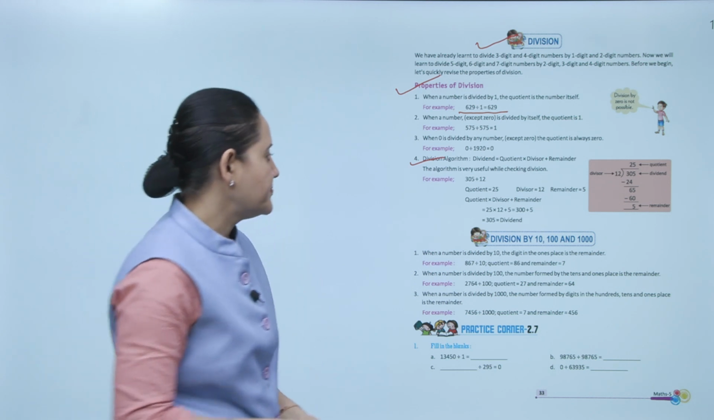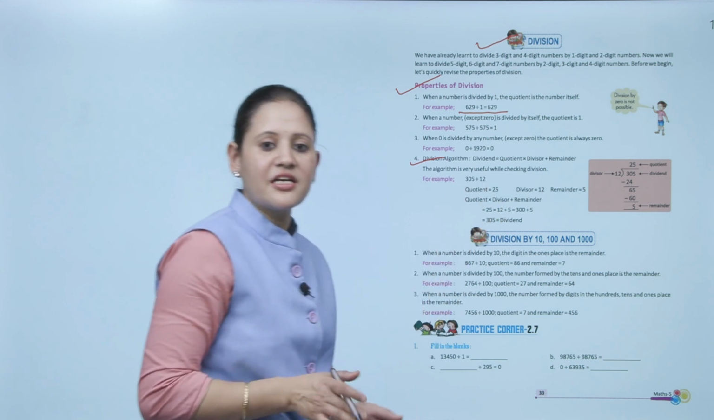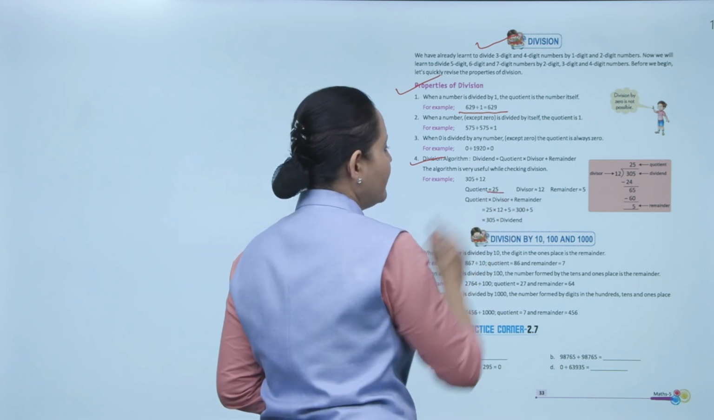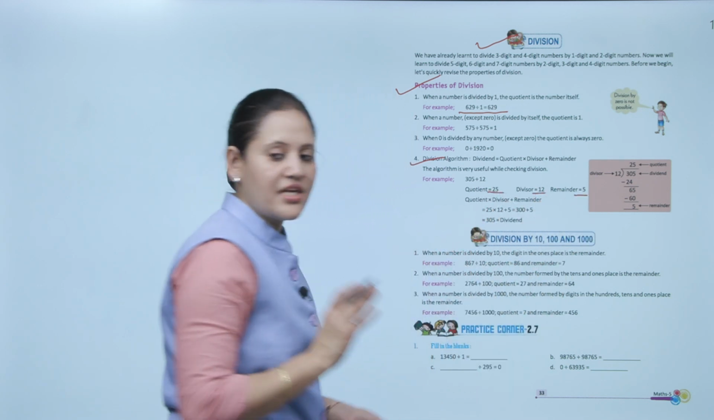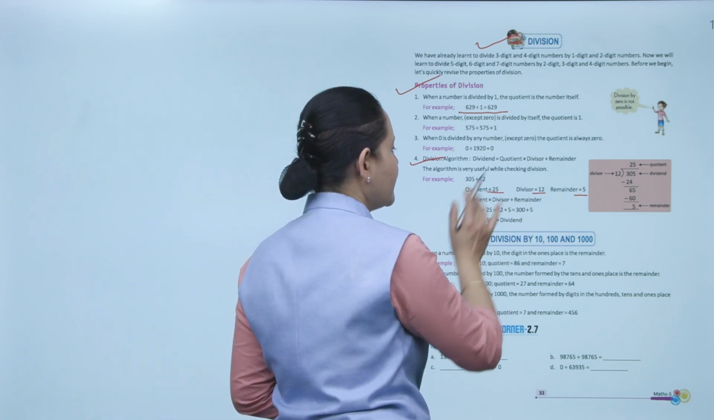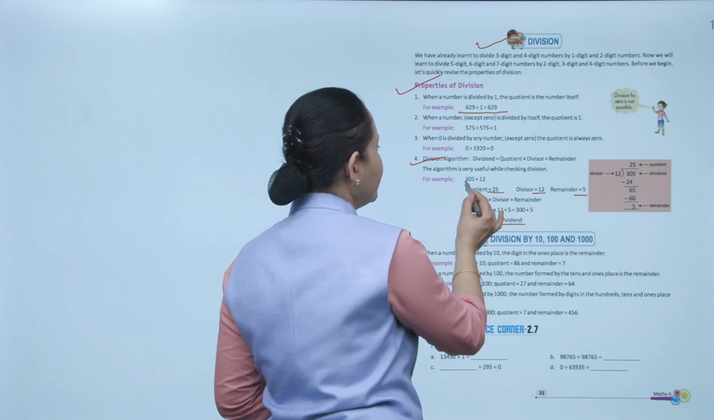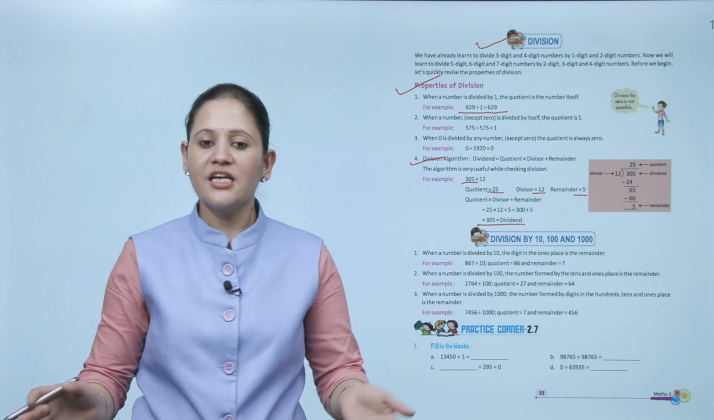For example, 305 divided by 12. Here 305 is the dividend, 12 is the divisor. So the quotient is 25, the divisor is 12 and the remainder is 5. So we can check whether our division is correct or not. Quotient multiplied by divisor plus remainder should be equal to the dividend. So that is equal to 305. That is our dividend. That means our division is correct.